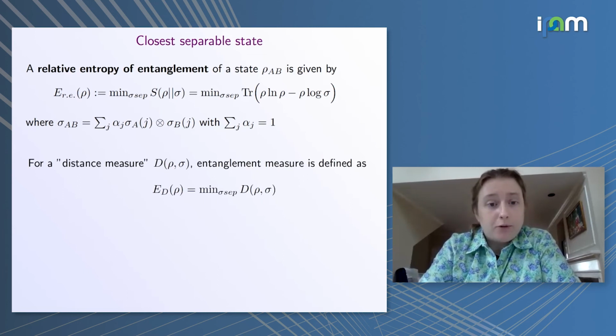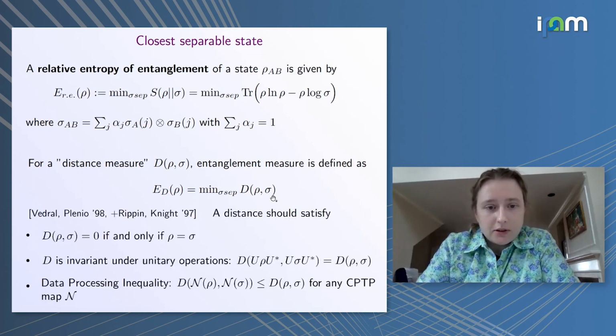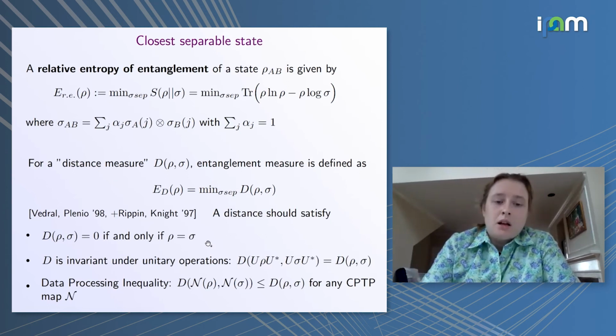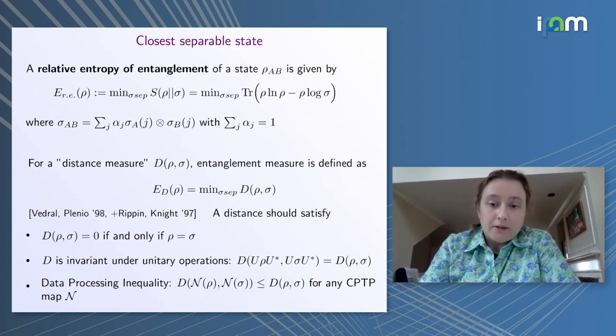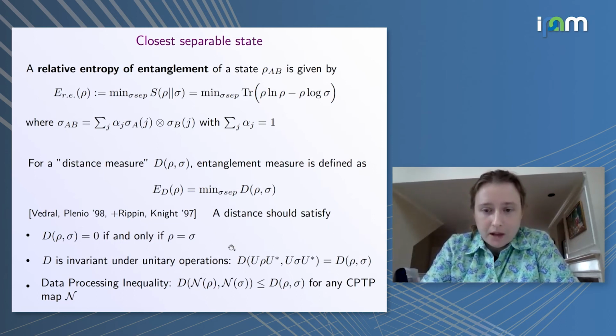So you can take any other distance measure, right? For any other distance measure, if you want to define an entanglement measure as the minimal distance, it has been shown in the 90s that this distance should satisfy certain properties. For example, it should be 0 if and only if the states are the same. If you want your entanglement measure to be invariant under unitary operations, the distance should be invariant under unitary operations as well. And your distance should satisfy the data processing inequality if you want your entanglement to be non-increasing under LOCCs.